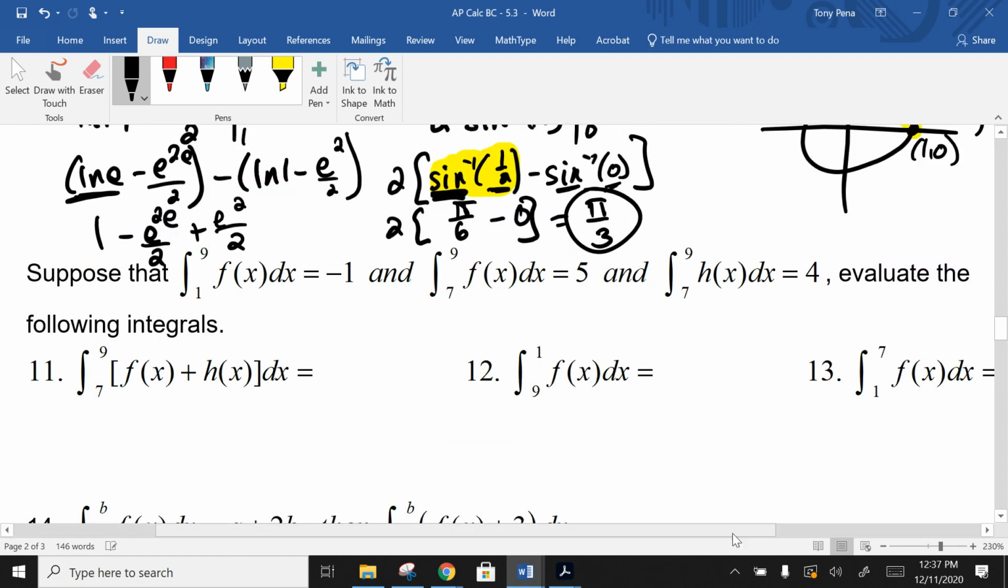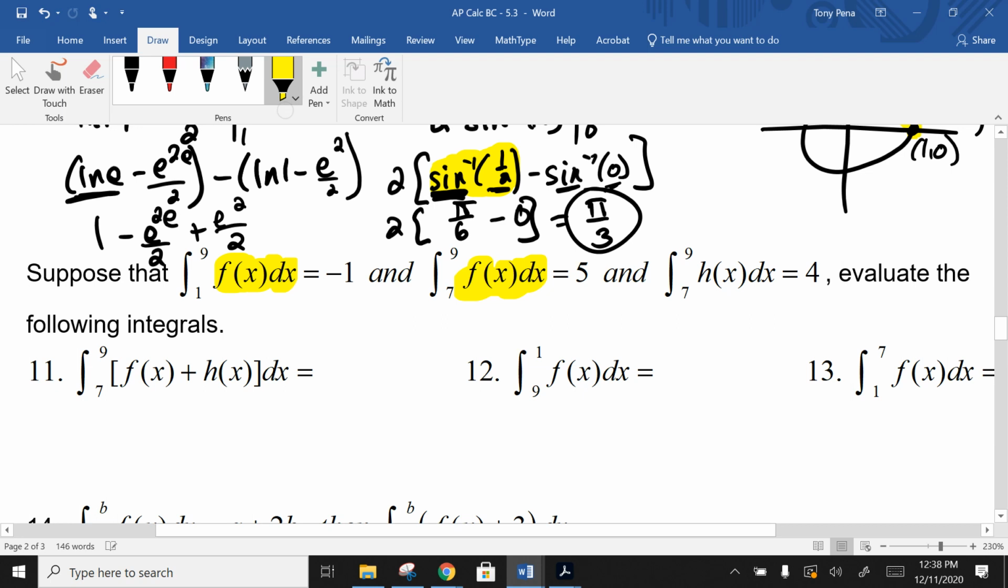These guys real quick. I'd like to get through these and then we'll see where we're at. All right, so what you were given, we don't know what our functions are, but what you have is, if I knew what f of x was, if we were to integrate it from 1 to 9, it has a value of a negative 1. That same function, if I were to integrate it from 7 to 9, has a value of 5. So both of those are the function f.